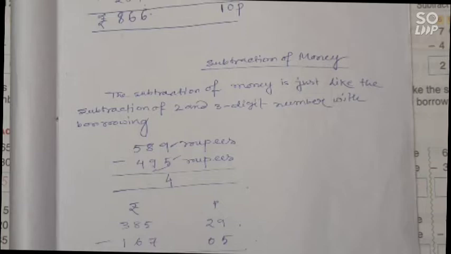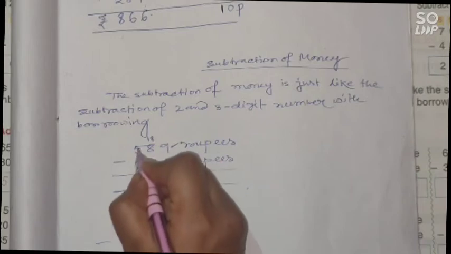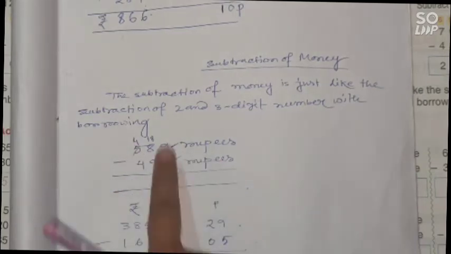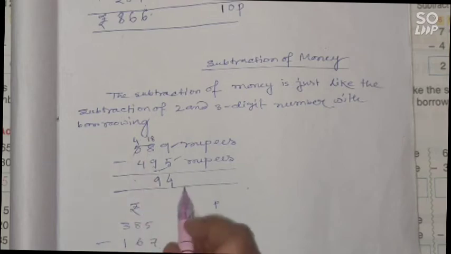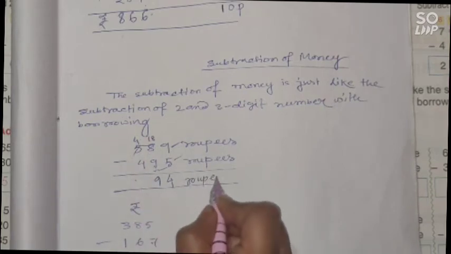But we know that we cannot subtract a greater number from a smaller number. So 8 will borrow 1 from the hundreds place. That is, 8 becomes 18 and the 5 becomes 4. 18 minus 9 is 9. And 4 minus 4 is 0. So 94 rupees will be the answer.